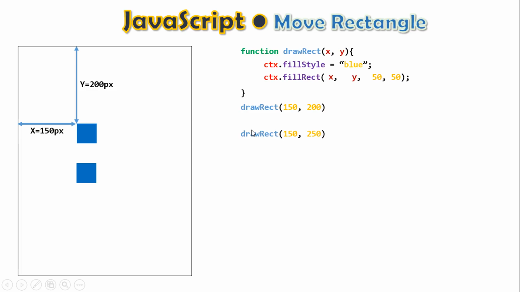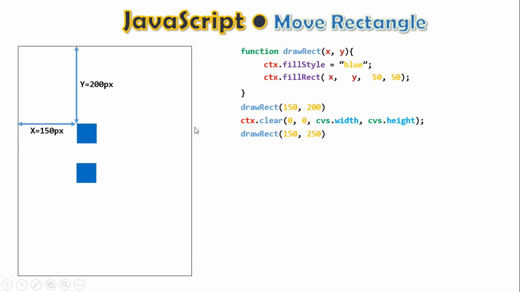So to fix the problem, before drawing this rectangle in this new position, we need first to clear the canvas. To clear the canvas, we will use a method called clear, which takes in two parameters. This is the x and this is the y position from where we start the clearing. And then we will clear the canvas from the top left corner to the canvas width, then to the canvas height. So using this code, we will clear the whole canvas.